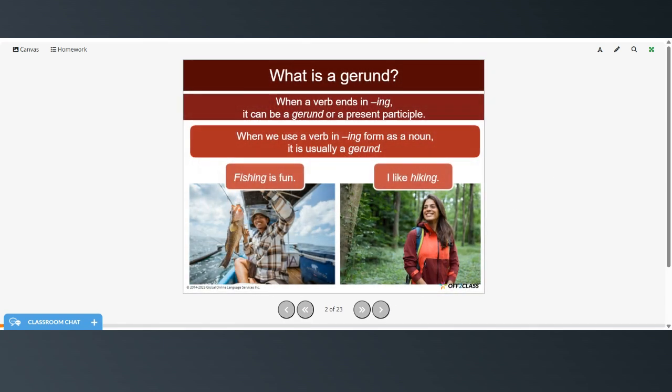When a verb ends in ing, it can be either a gerund or a present participle. When we use a verb in ing form as a noun, it is usually a gerund. So, fishing is fun, or I like hiking. Even though this is the form of a verb, it's acting here as the subject of the sentence. And here, hiking could be a verb, but here it's functioning, again, as a noun, as the object of the verb like.